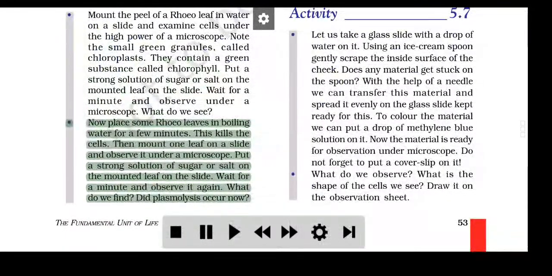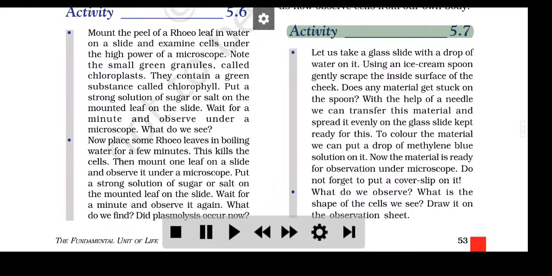What do we see? Now place some Rhoeo leaves in boiling water for a few minutes. This kills the cells. Then mount one leaf on a slide and observe it under a microscope. Put a strong solution of sugar or salt on the mounted leaf on the slide. Wait for a minute and observe it again. What do we find? Did plasmolysis occur now?